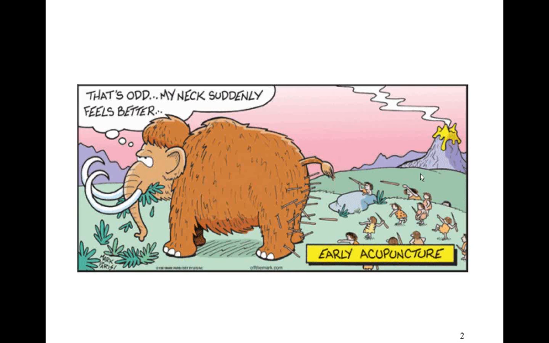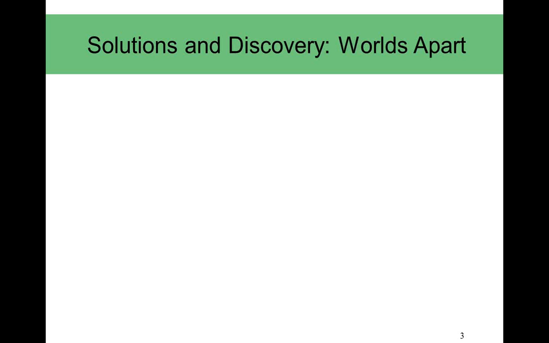So this first slide is a cartoon. You can see a mastodon, they've died out, and it says, "That's all, my neck suddenly feels better," and it says it's early acupuncture. Part of the reason for the humor is that something worked, a particular action worked in a particular way, but it didn't have a name and it didn't have a narrative. That's often the case in the process of discovery, and I'm about to tell social policy advocates and activists that they should develop narratives for what they do.